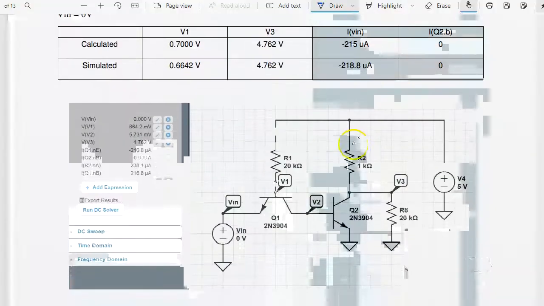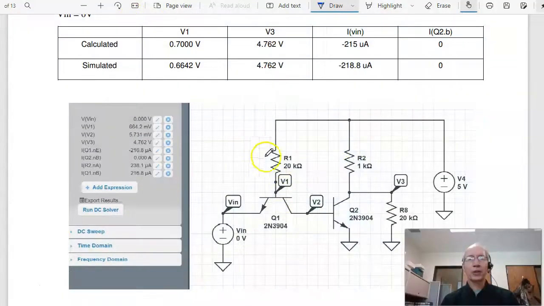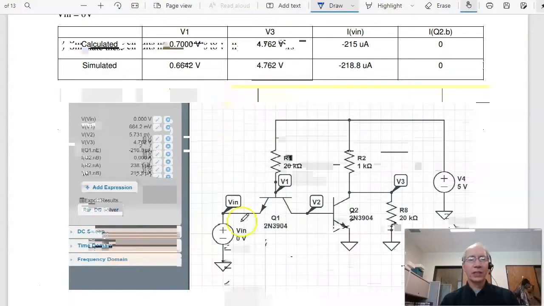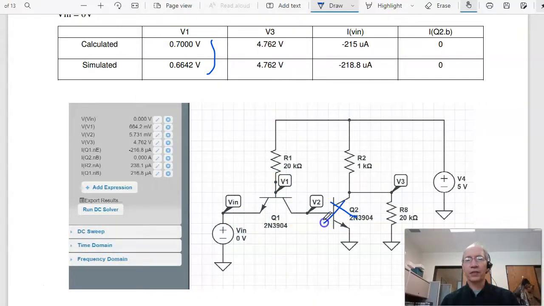If I check in Circuit Lab, it's pretty similar. When the input is 0 volts, V1 is 0.7-ish. V3, this is turned off. By voltage division, that one's correct. And the current over here is 215 microamps. That's this current flowing that way. That's the loading you're going to see.